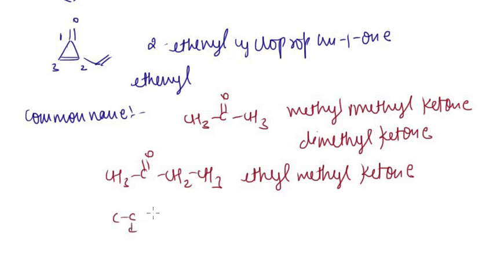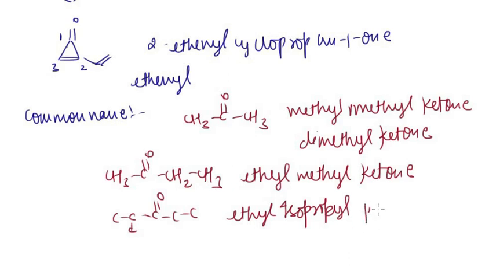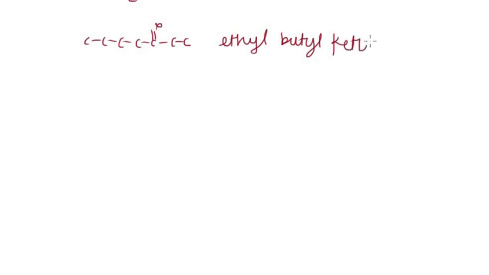Here it is C double bond O C. Ethyl isopropyl ketone. Ethyl isopropyl ketone, right? Now, if we have 1, 2, 3, 4 C double bond O 1, 2, then ethyl butyl ketone. Ethyl butyl ketone.